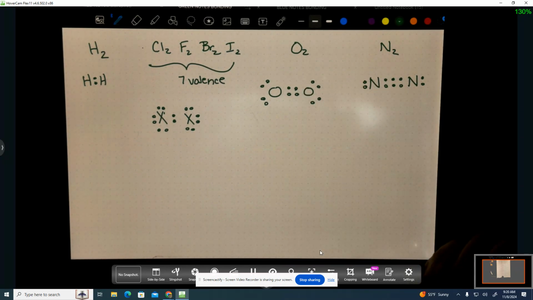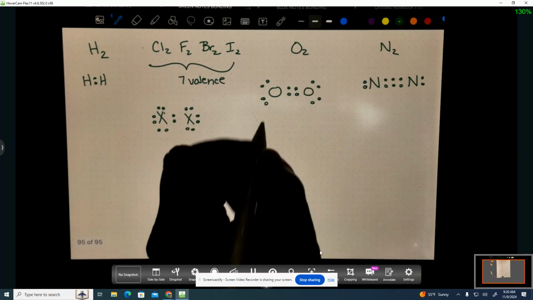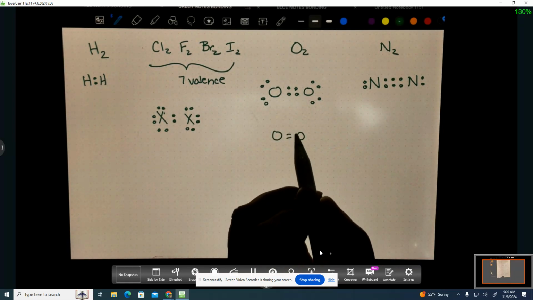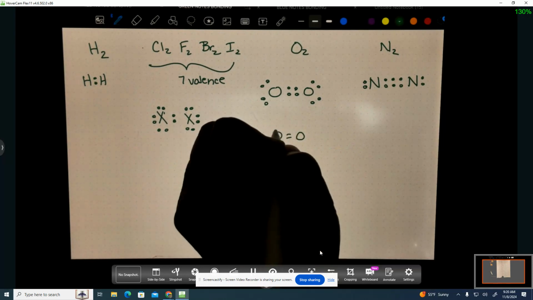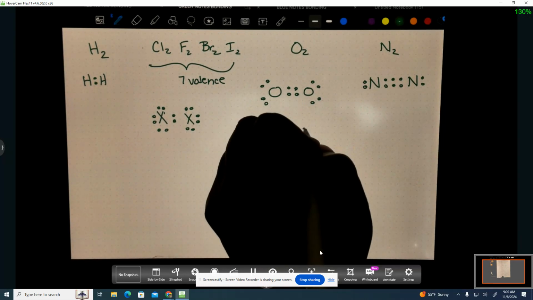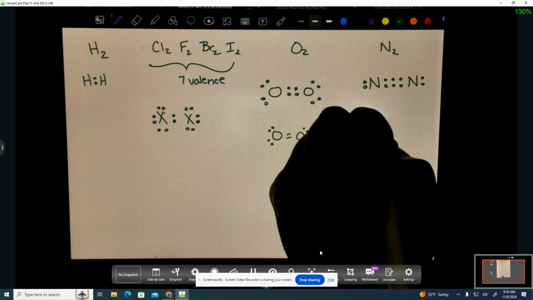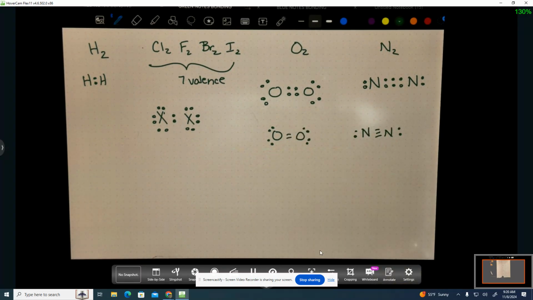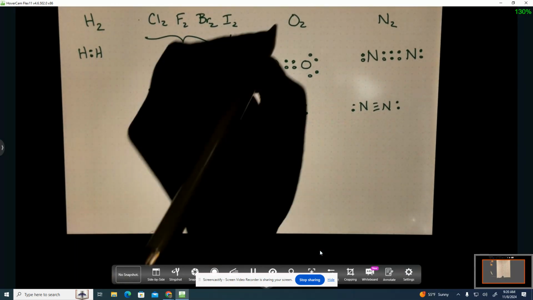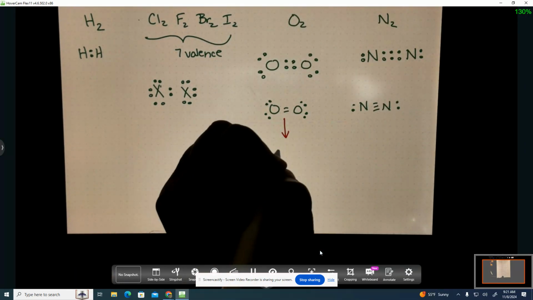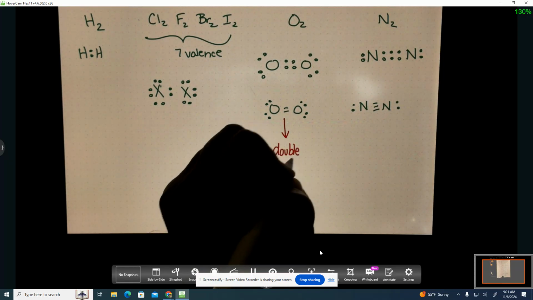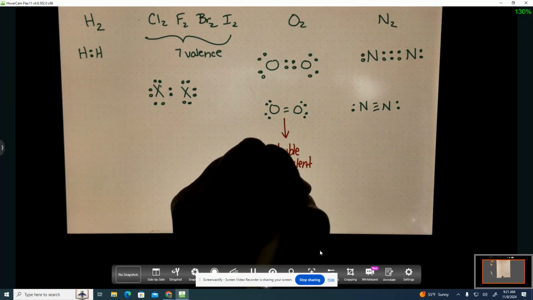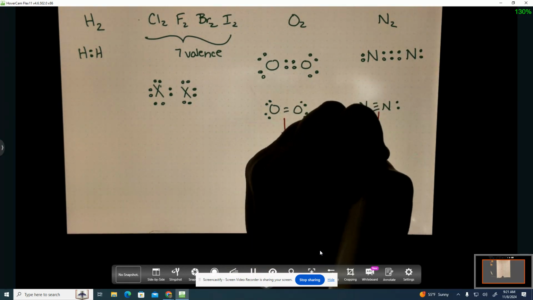Okay? If this looks a little bit too messy for you, you can always use double lines like that to illustrate these 4 dots in here for your diatomic oxygen. And you can use 3 lines for your triple covalent bond. So this is a double covalent bond. And this is a triple covalent bond.